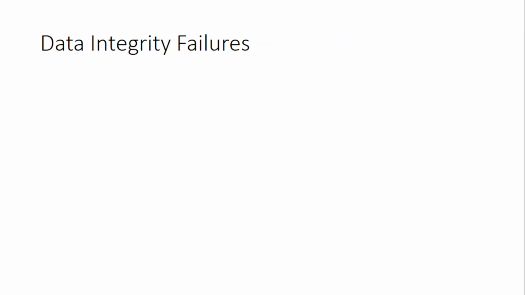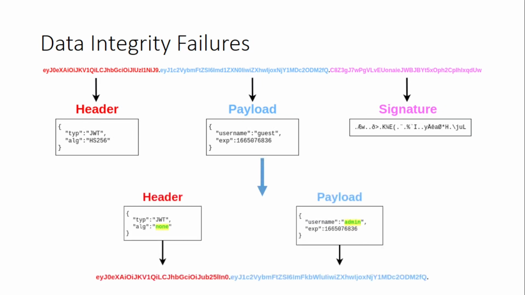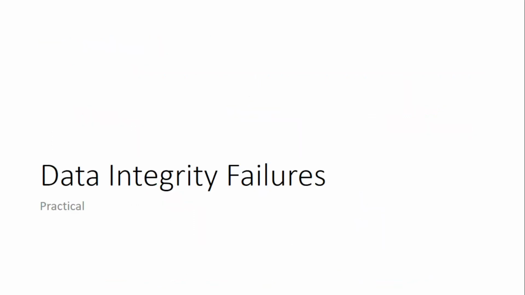So if we take the token from before as an example, and we wanted to change the payload so that the username becomes admin, and no signature check is done, we would just change it to this. So we would change the header from HS256 in the alg part to none, and the username to admin, and then we remove the signature. So let's test it directly.